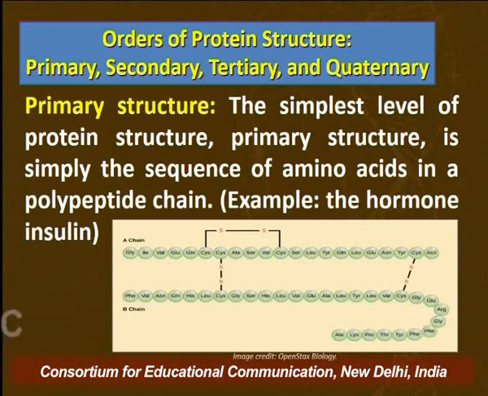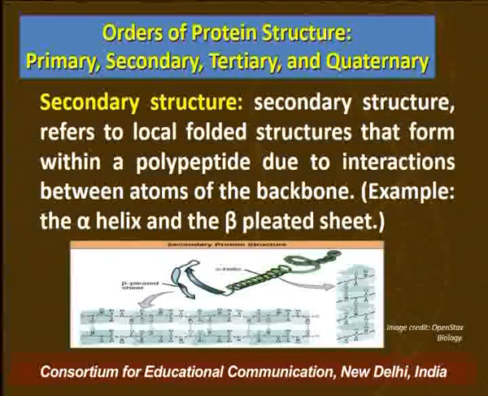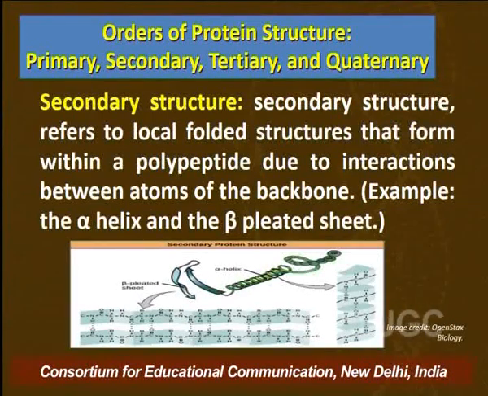Now this primary structure further gets coiled up to form the secondary structure. These folded structures are formed basically with the help of various bonds, like the hydrogen bonds. There is an interaction between the various atoms of the backbone which forms the secondary structure. Now these secondary structures are basically classified into two major groups.